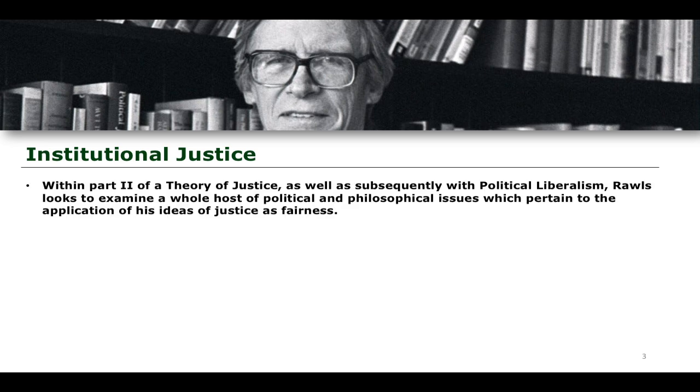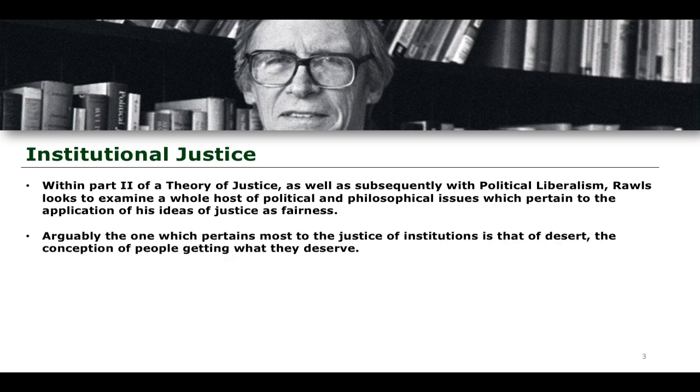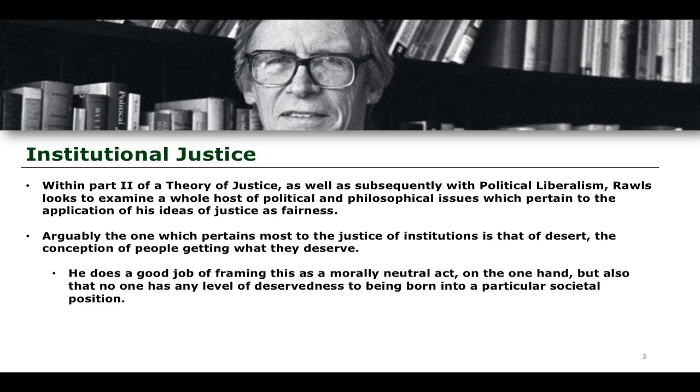So within part 2 of A Theory of Justice, and the subsequent writings that go back and revise some of the principles of A Theory of Justice, Political Liberalism, what Rawls does is look to examine a whole host of political and philosophical issues which pertain to the applications that look at justice as fairness. Arguably, the one which pertains most to the justice of institutions is that of desert, i.e. people getting what they deserve, the idea of people getting their just deserts in terms of the general outcome of the theory of justice, essentially.